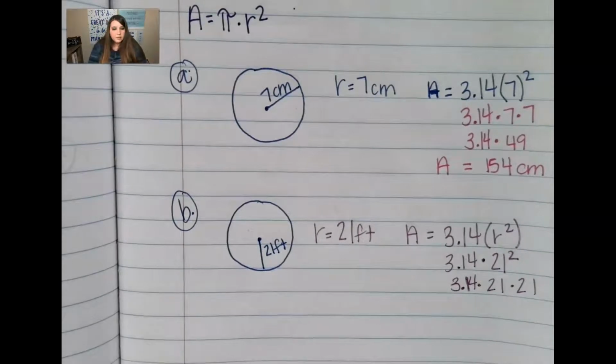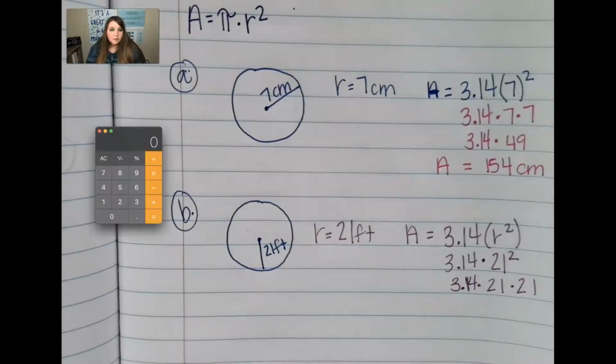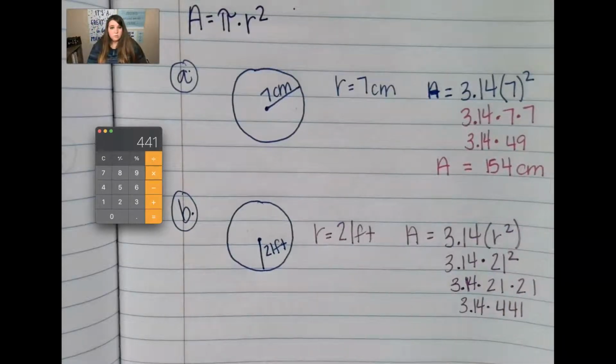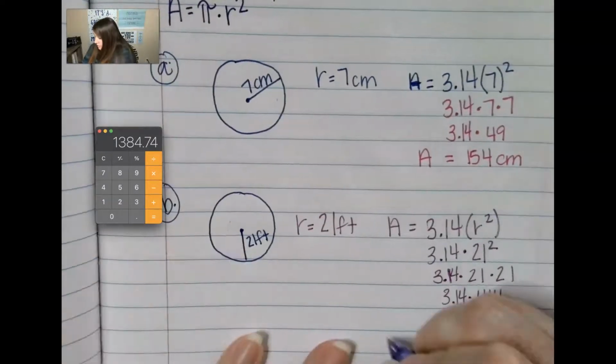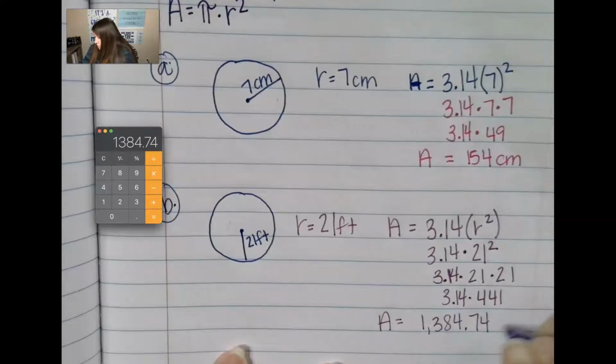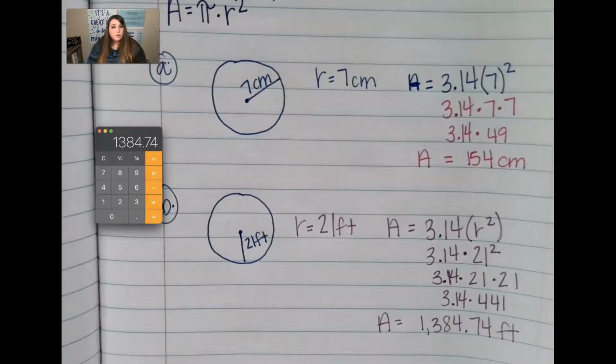Let's pull out our calculator so that we can solve this problem. 21 times 21 gives us 441. Now we're going to multiply that by 3.14, and that gives us a grand total of, oh my goodness, this is a lot of space. The area equals 1,384.74 feet. Remember, there is no addition here. There's nothing to add.